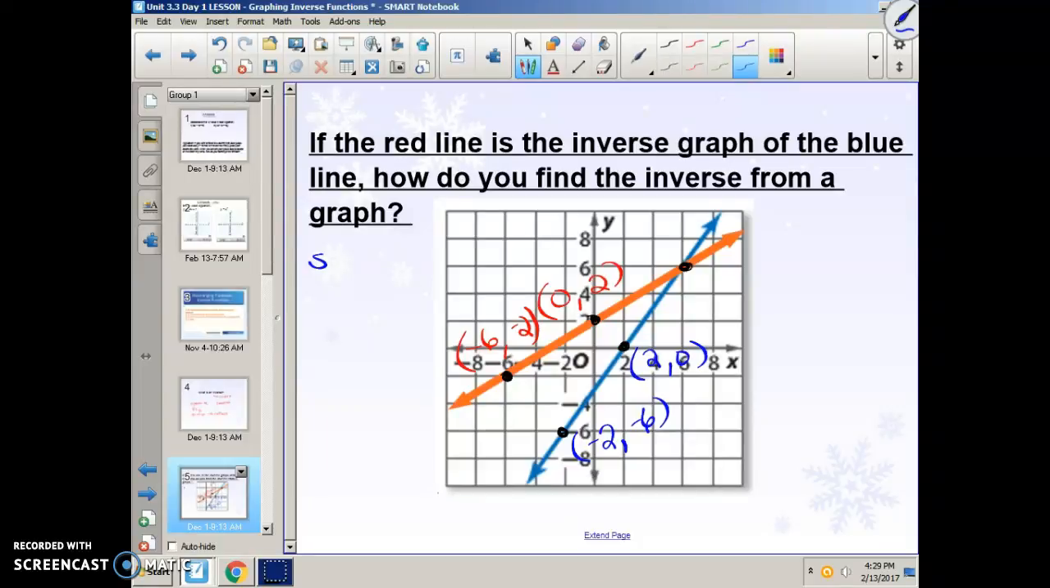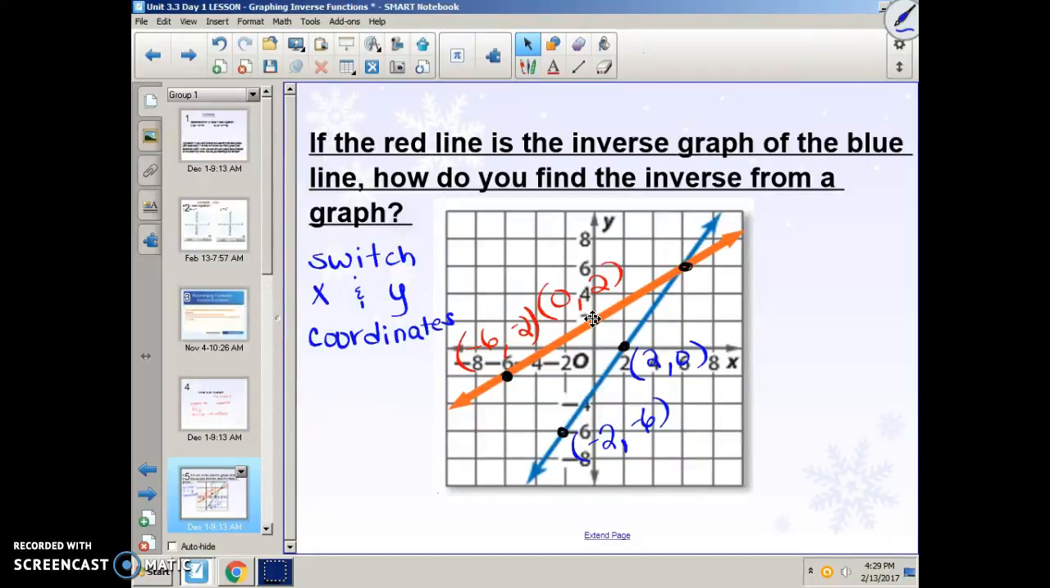So inverses switch the x and y coordinates. That's a big part of inverses from a graph. You have to switch the x and the y spot, and we're going to talk about that in equations tomorrow as well. That's a real big part of that.